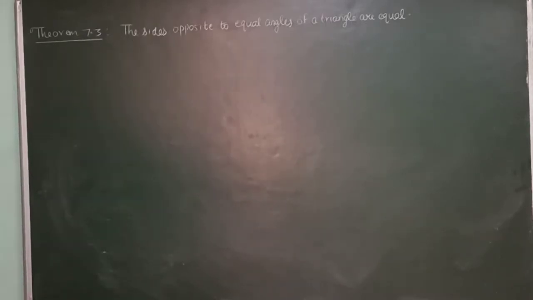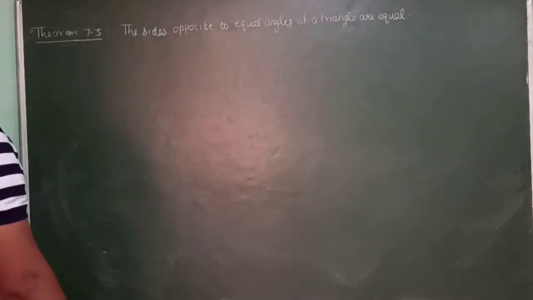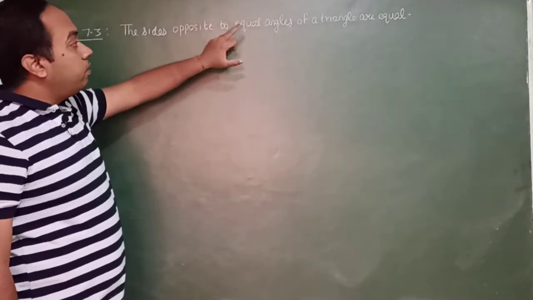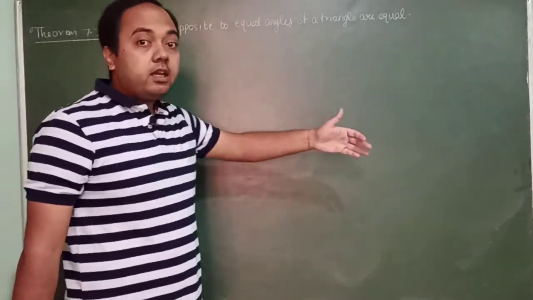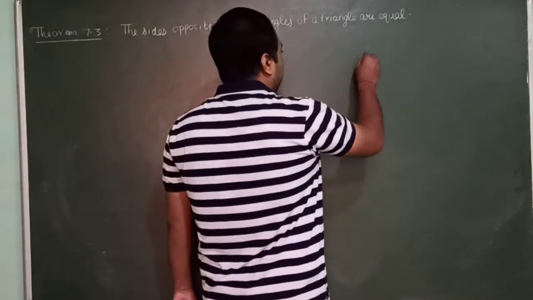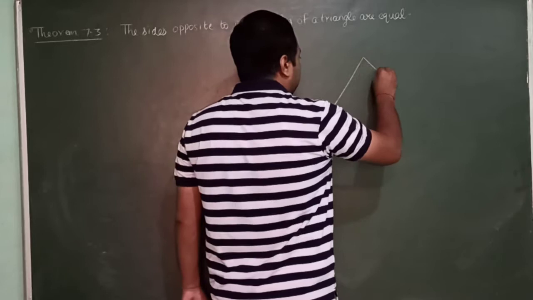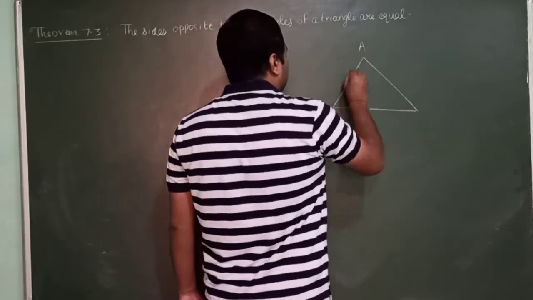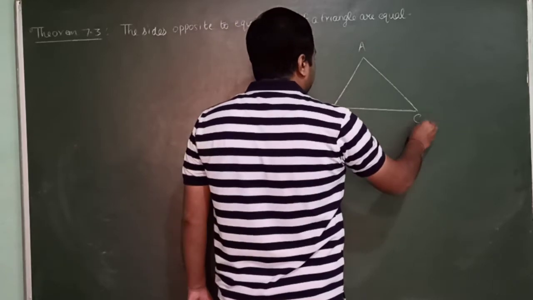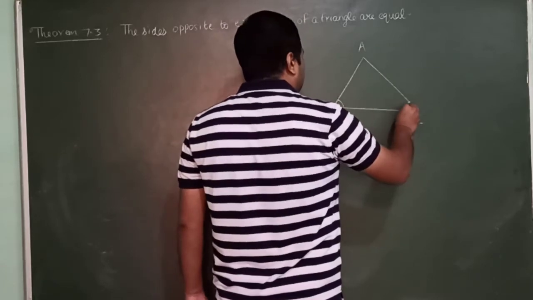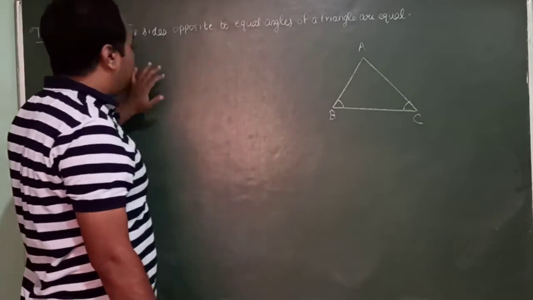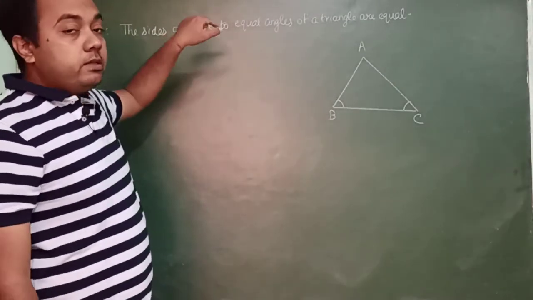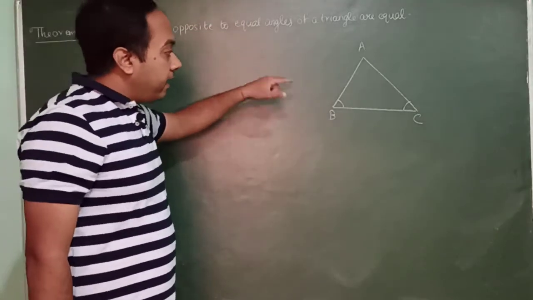Please note it down. Now in theorem 7.3, the statement is: the sides opposite to equal angles of a triangle are equal. So again there is a triangle. Now this time in this triangle two angles are given equal. Suppose this is your triangle ABC where angle B is equal to angle C. This theorem 7.3 is actually the converse of theorem 7.2.